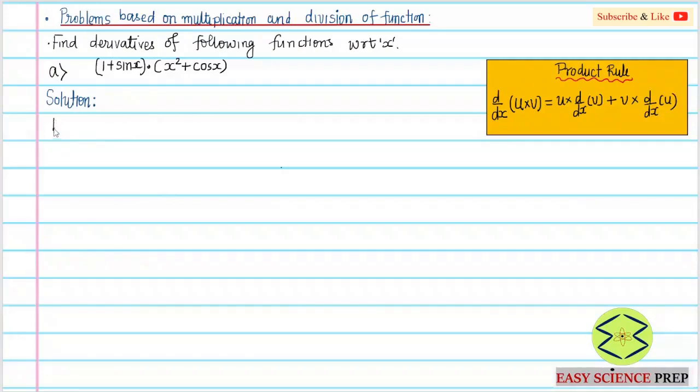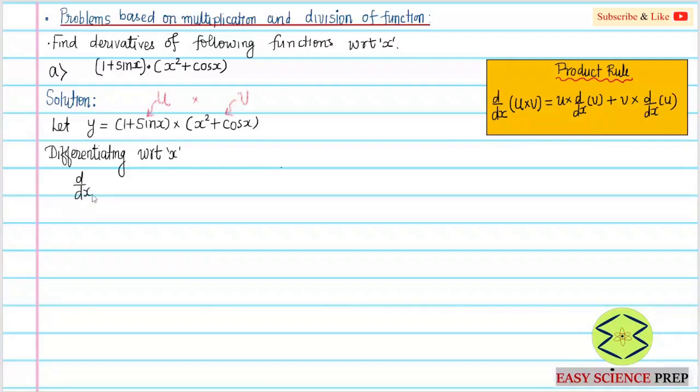Again, the same method we are going to adopt. The writing method is the same. Let y equal 1 plus sin x times x square plus cos x. If you look here, this whole function is u and this whole function is v, and they are multiplied together. So we have y equals u into v. So let's do it. Differentiating with respect to x, same procedure, I introduce d by dx of y, and now u times the derivative of v plus v times the derivative of u. So u is here 1 plus sin x, times the derivative of v, that is x square plus cos x, then plus v times the derivative of u. So v is, without any derivative, x square plus cos x, and then that times the derivative of u.